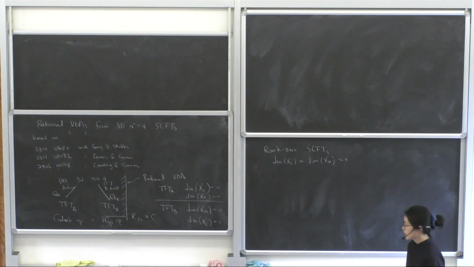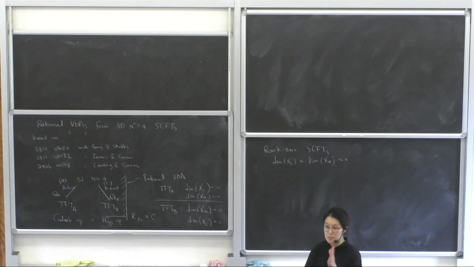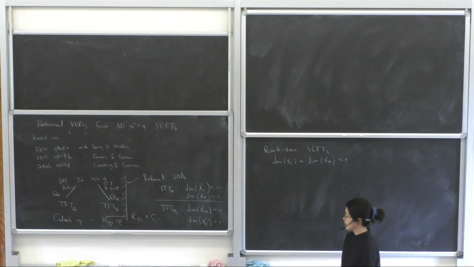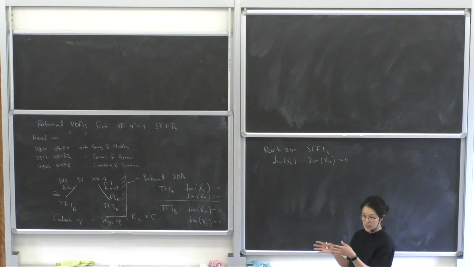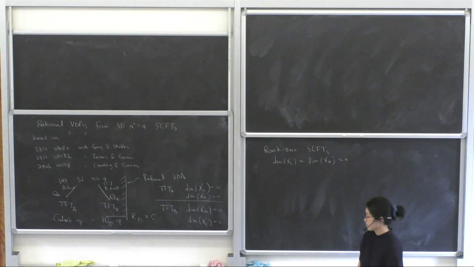Yeah, those are usually the TFT. A semi-simple TFT is a topological field theory that doesn't have local operators. But in general, the topological field theory can have local operators, and that's actually an important source of those logarithmic VOAs that you can often find in generic 3D N=4 theory.